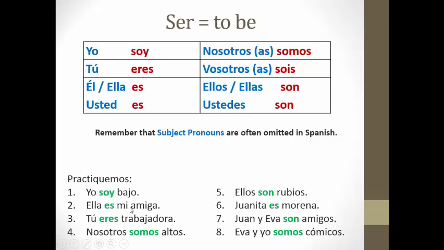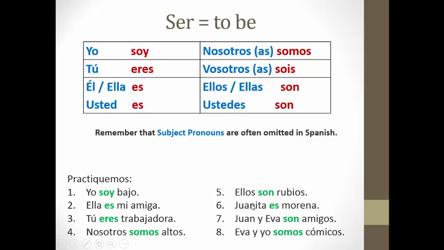Okay, ahora repasemos. Let's review. Número 2, she is my friend. Ella es. Number 3, you are hardworking. Tú eres. 4, we are tall. Nosotros somos.